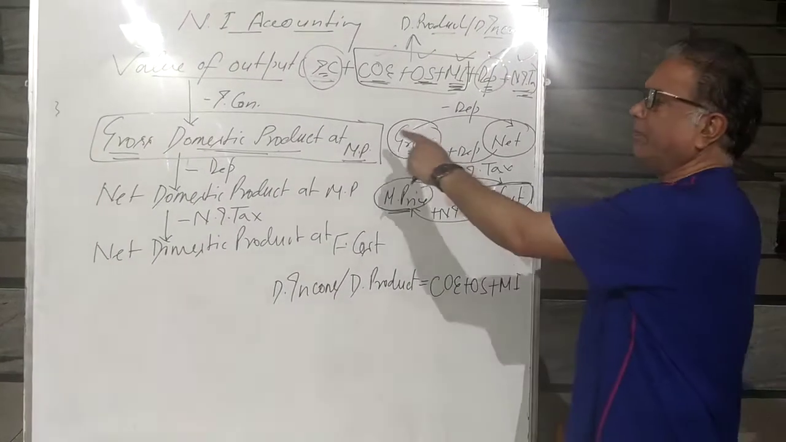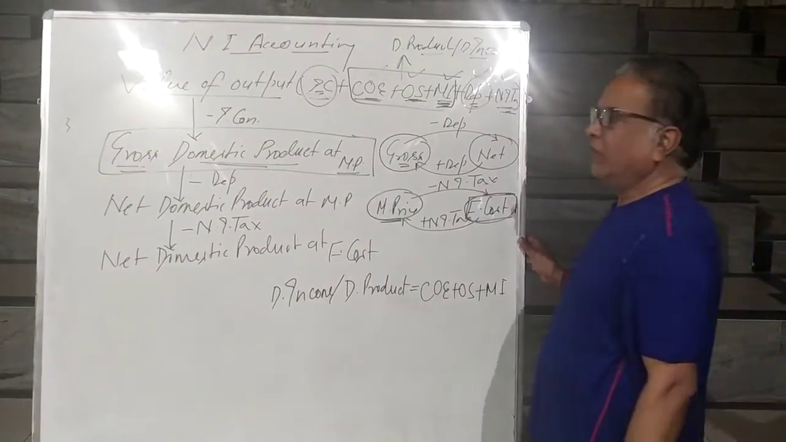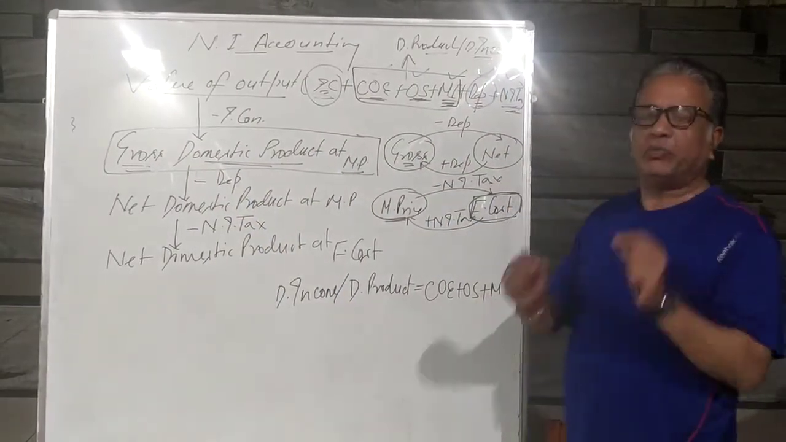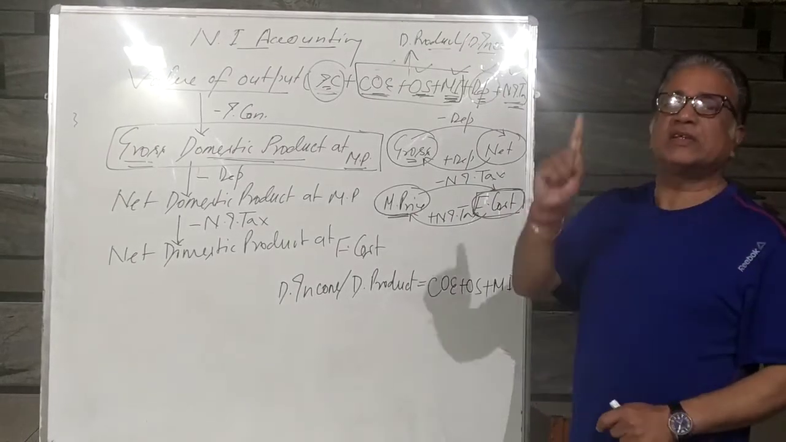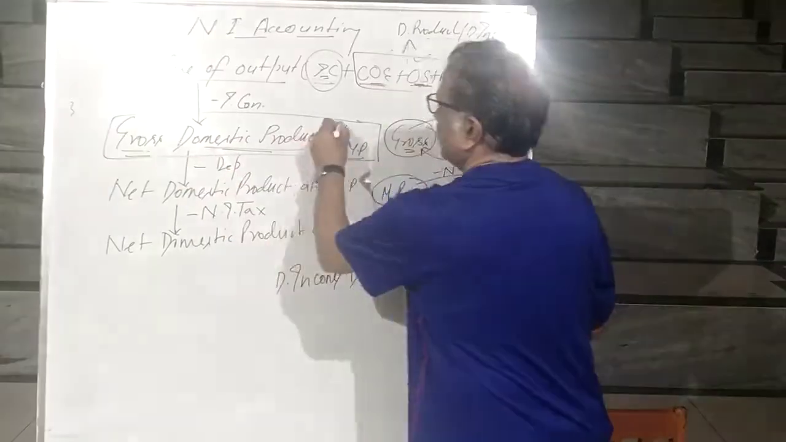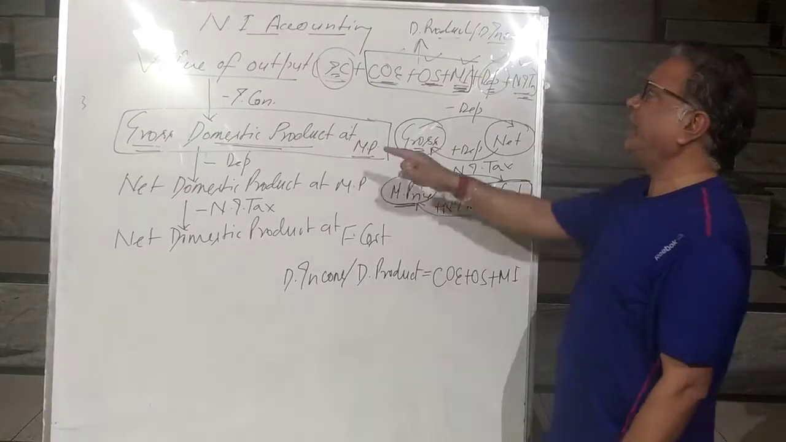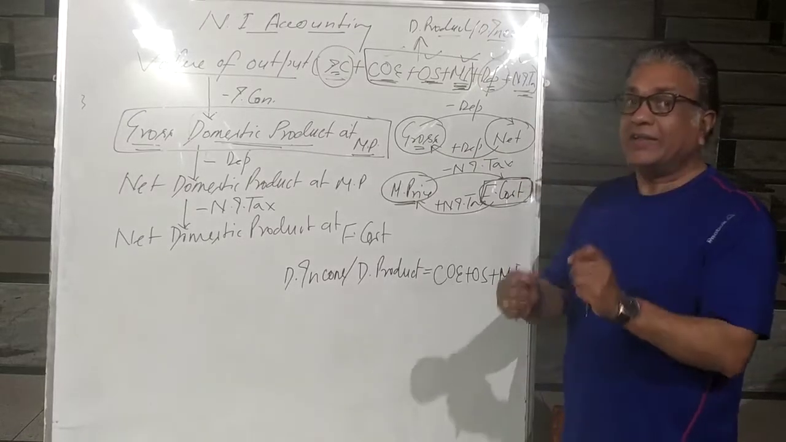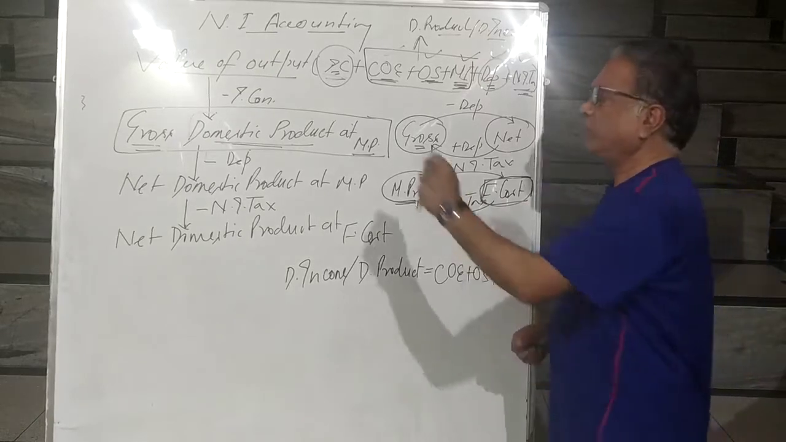Now if you look into the components, from each word you will be able to spell out the component. When I say gross, what does it mean? Depreciation is there. So you will have to remember throughout national income accounting, if it is written gross, it means depreciation is included. Second is domestic product. What does it mean? If it is written domestic product, it means three incomes are there. What are they? COE, OS and MI. So whenever you add these three incomes which are produced within the domestic territory of a country, what are you going to get?